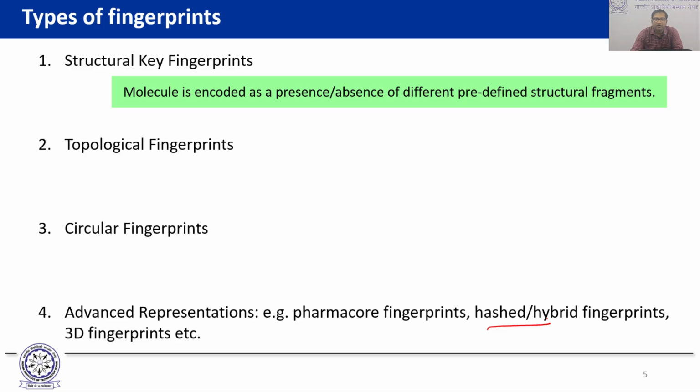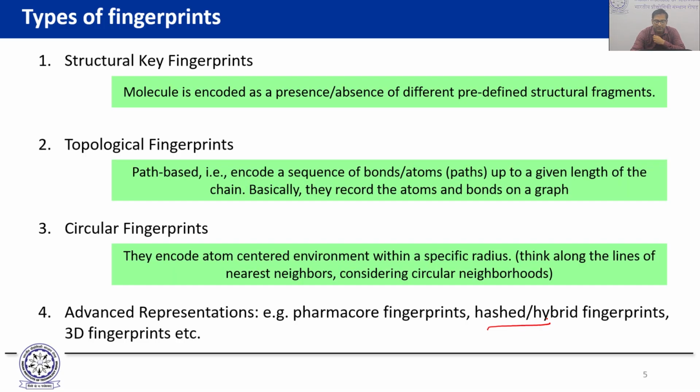When you are talking of topological fingerprints, what we are really discussing over here is path-based fingerprinting, where you have got a way of encoding a sequence of bonds or atoms or paths up to a given length of a chain. So essentially what they're doing is they're recording the atoms and bonds on a graph. So again, when you are using topological fingerprints, you are bringing in the concepts of the graphs that we had already discussed in one of the previous lectures.